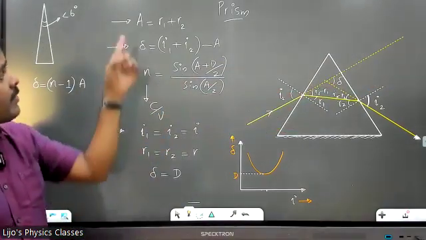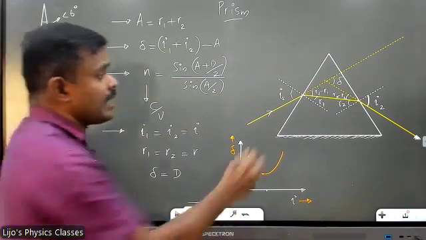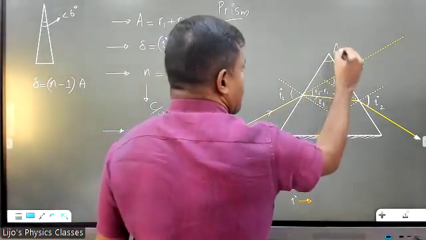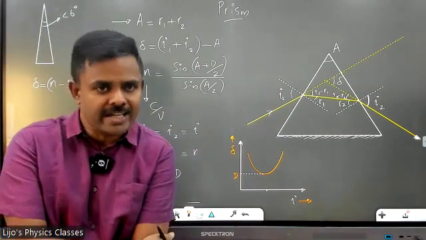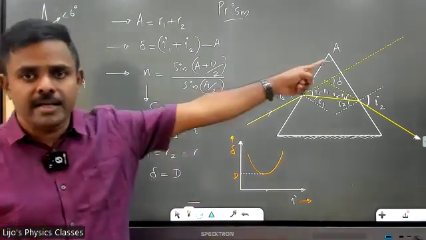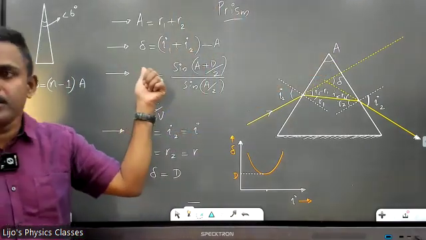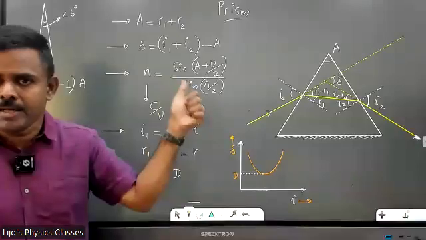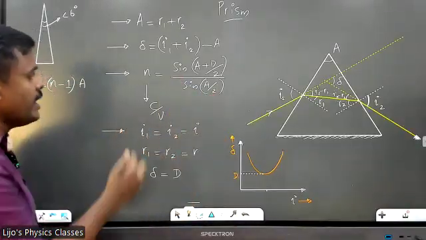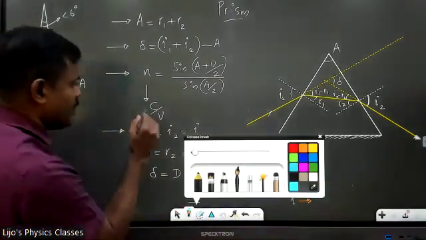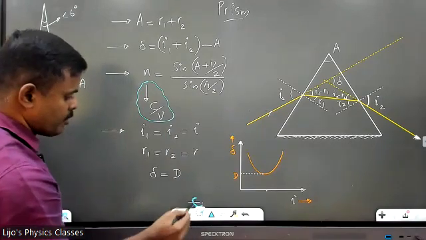The first equation is angle A is equal to R1 plus R2. Angle A means the angle of the prism, the apex angle, the top angle, or refracting angle. What is the deviation equation? I1 plus I2 minus A. Then third one, refractive index is given by N is equal to sine of (A plus D) by 2 by sine of A by 2. You may have this question also.